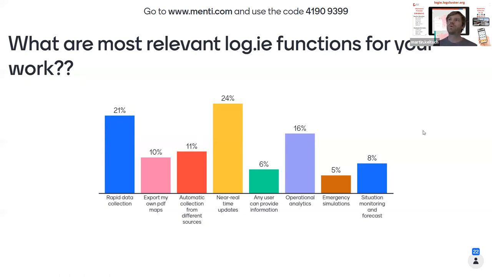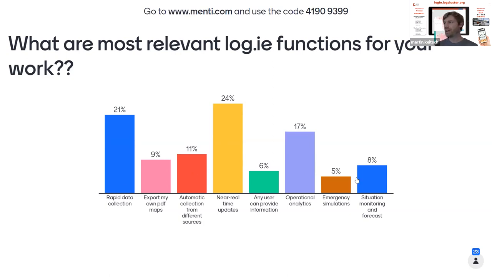The first question was, what are the most relevant functions for your work? We asked for the top three. The near real-time updates are a clear winner, and that also came up. The same with rapid data collection. This is our main added value, and also the main question: how can we get a broader community engaged in it? Because that's what it lives from. The bigger the crowd, the higher the chance someone would see that blocked road and be able to inform the community. Operational analytics: in the documents that we're going to provide, we also have a couple of examples on that.